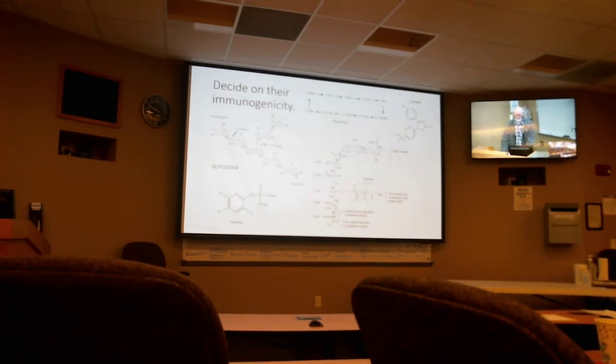Now let's go over to this. This is an antibiotic, gramicidin S. It operates by creating pores in membranes and letting protons and small ions through. And that destroys the electrochemical gradient across the membrane, and that blocks the cells from making energy. Is that going to be a good immunogen?